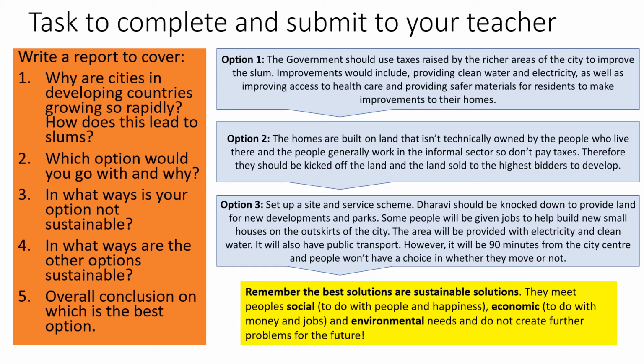If it was me, I would treat each of those 5 questions almost like a paragraph to write in a section. Now remember, the best solutions are always sustainable solutions. So they meet people's social needs, that means to do with people, happiness and society, economic needs, to do with money and jobs, and environmental needs. So you're meeting all of those 3 needs, and they do not create future problems. If you're solving a problem but creating another problem in doing so, it's not a really sustainable solution. So it's probably not the best decision.